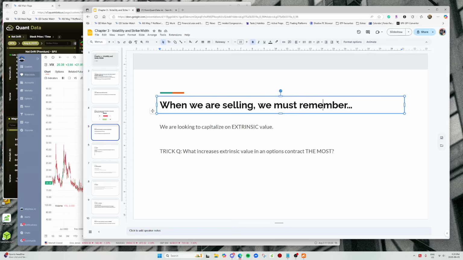Volatility is the one data point, I'd say. I don't know what's the proper word, but it's the one thing that increases the extrinsic value of the options contracts the most by far. By far. We're going to relate back to this shortly here. Call it a variable. Yes, that's perfect, Valkyrie. Thank you very much. It is a variable.